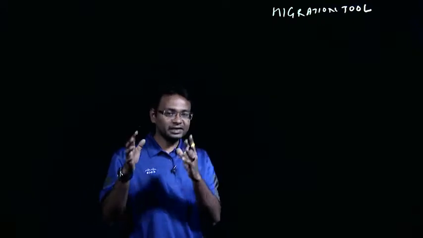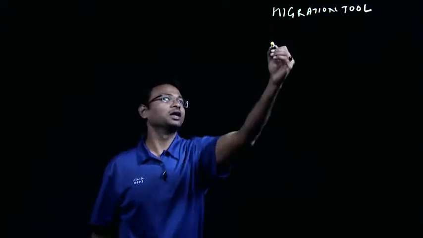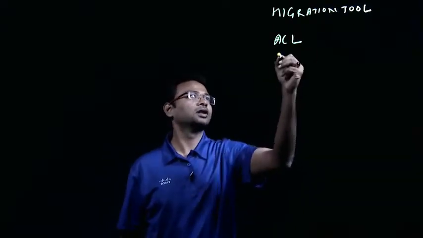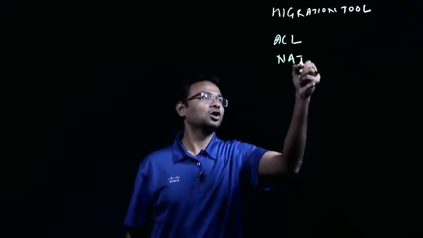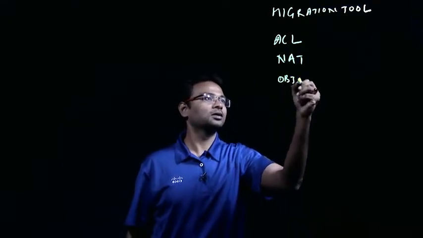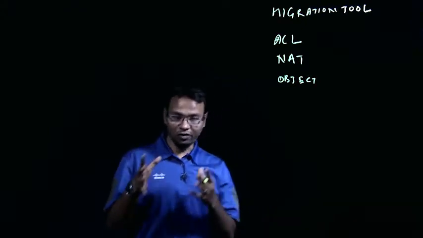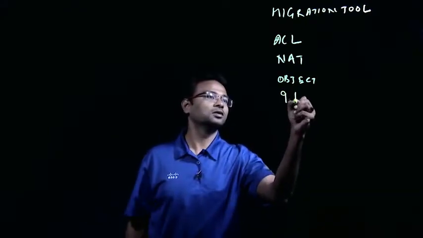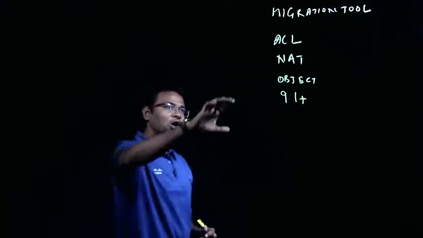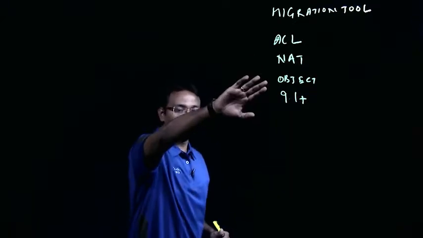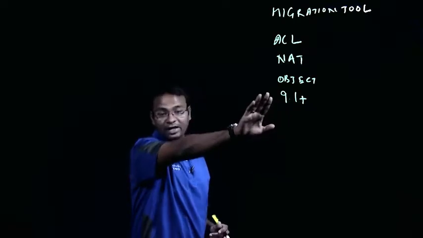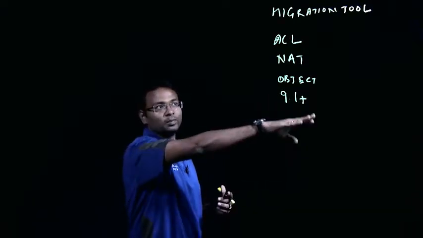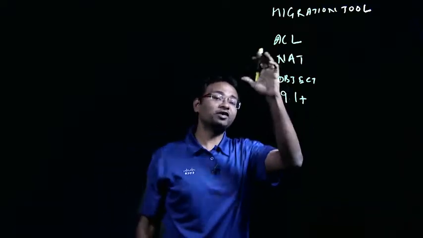This particular migration tool will help ASA customers migrate their ACLs, NAT, objects, and software if they are running 9.1 onwards. We can migrate all kinds of NATs, all kinds of objects, and any software that is 9.1 or beyond. We can migrate all kinds of ACLs.